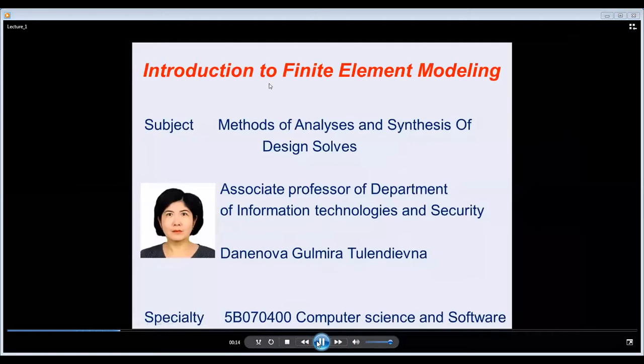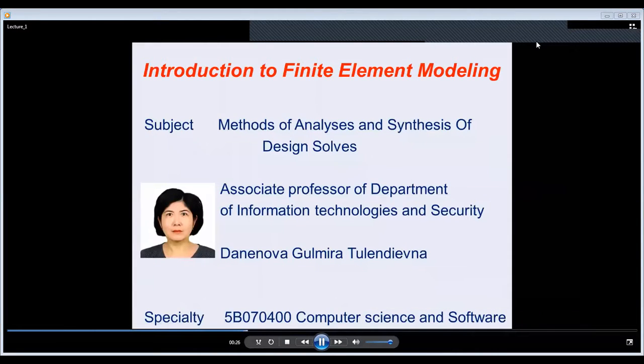The name of the lesson: Introduction to Finite Element Modeling. Subject: Methods of Analysis and Synthesis of Design Solutions. The lecturer is me. I am Danilova Gulmira Tulindiyevna, Associate Professor of the Department of Information Technologies and Security at Karaganda Technical University.